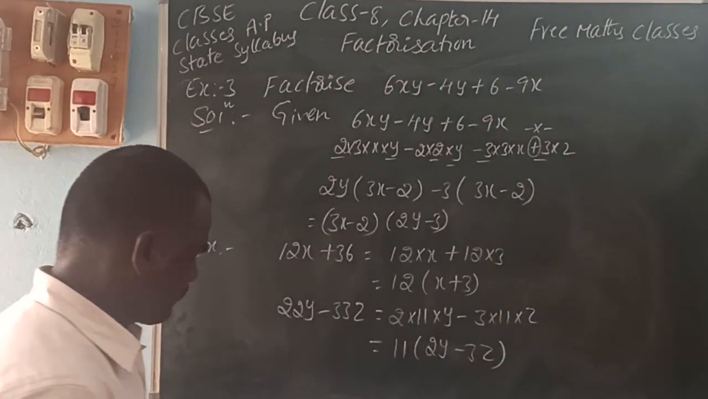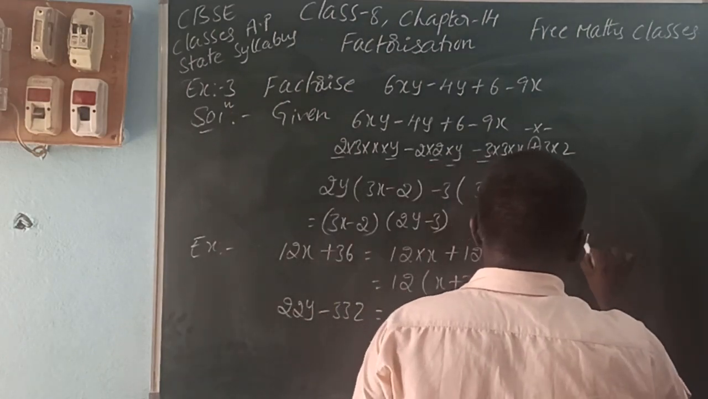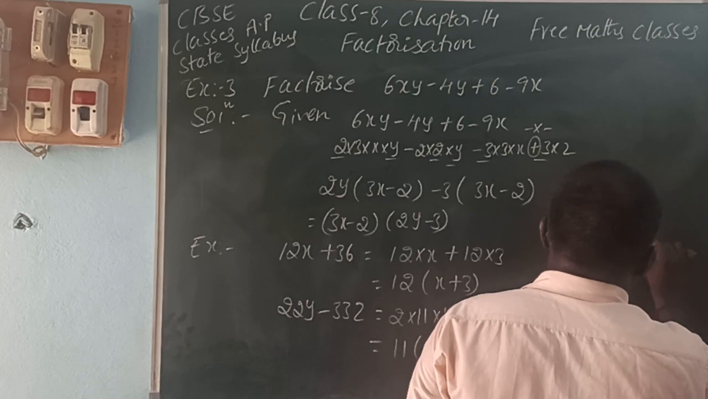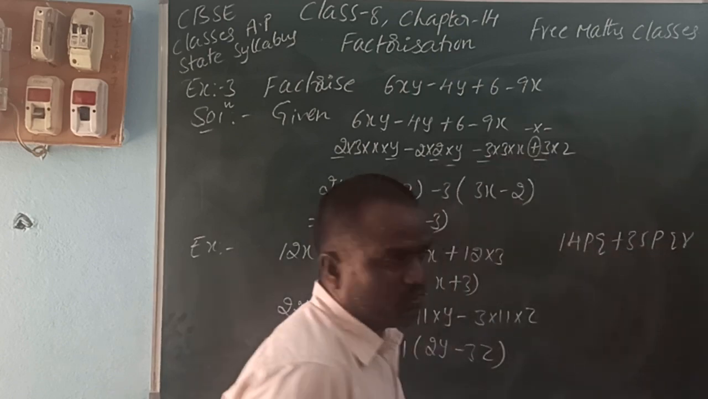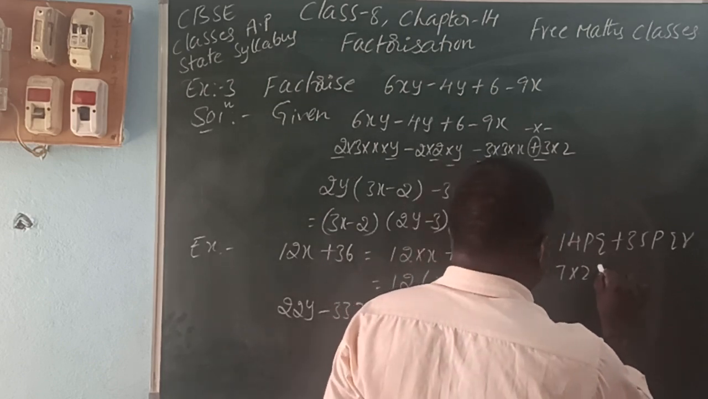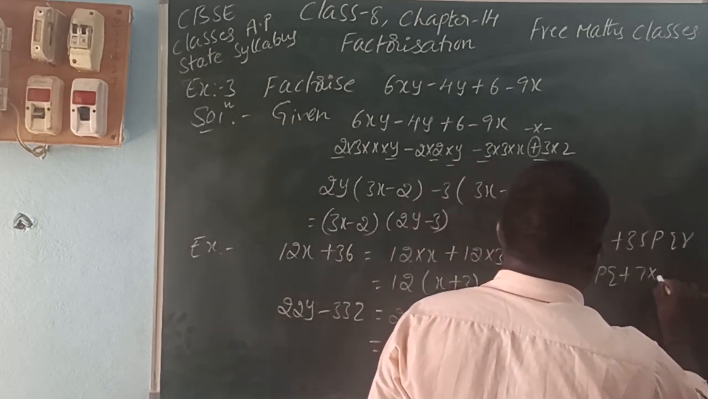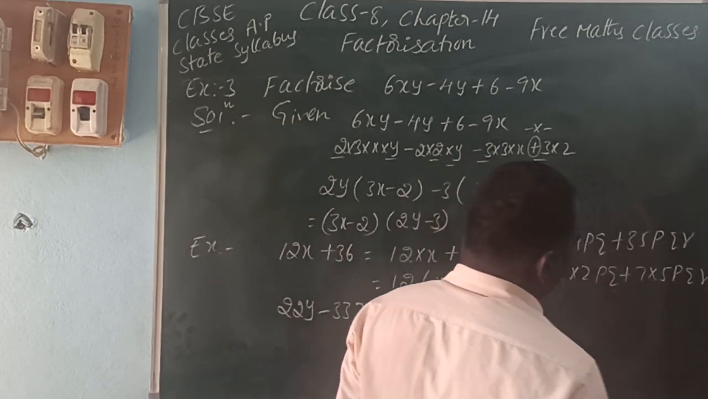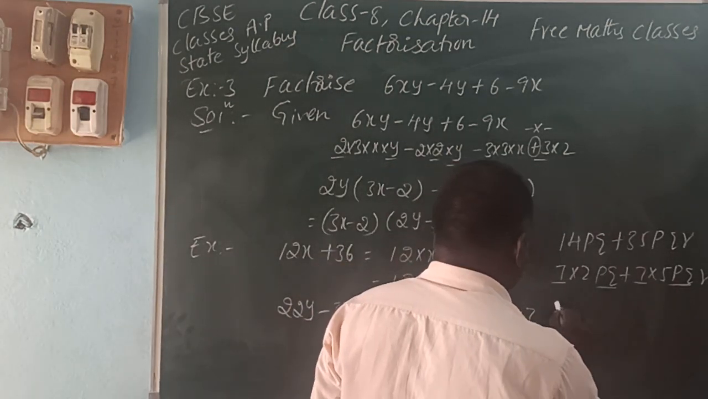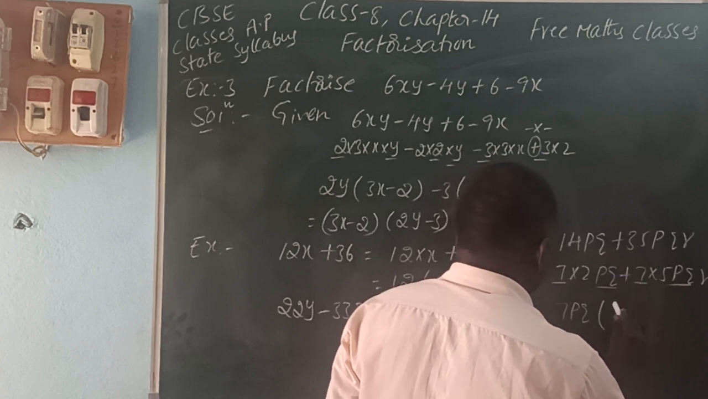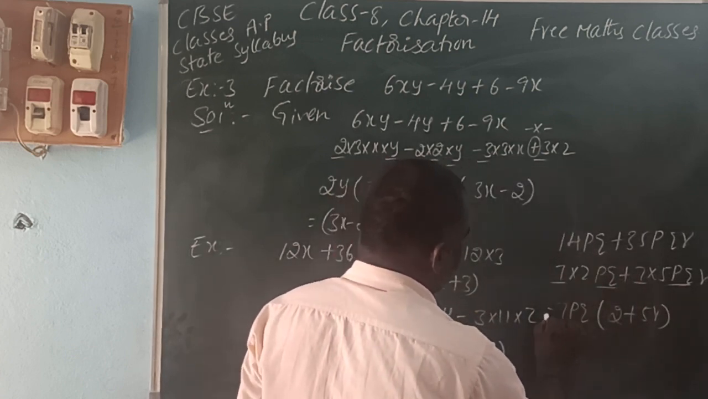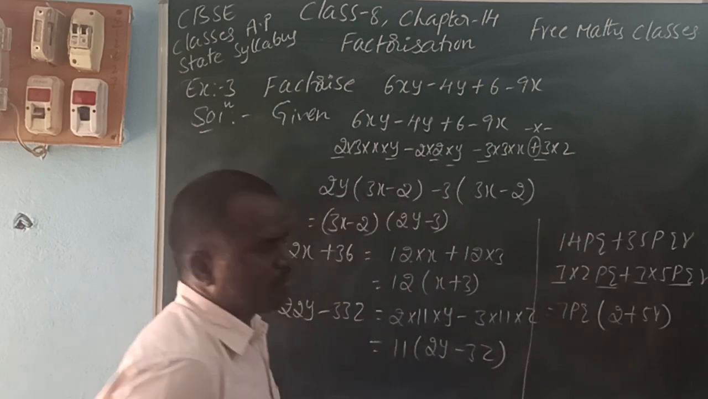Next, 14pq plus 35pqr. So 14, how can you write? 7 into 2 pq, plus 35, you can write as 7 into 5 pqr. So here what is common? 7pq. So 7pq is taken outside. What is remaining here? 2 plus 5r. So the answer is 7pq of 2 plus 5r.